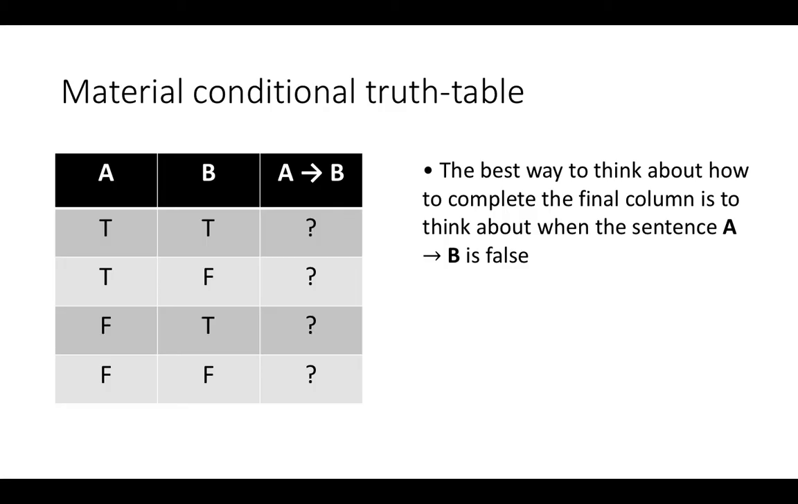The best way to think about how to complete the final column is to start by thinking about when the sentence A arrow B is clearly false. Look at the 4 rows and identify which assignments of truth values to the antecedent and the consequent make the conditional sentence A arrow B clearly false. Feel free to stop the video and think about it.